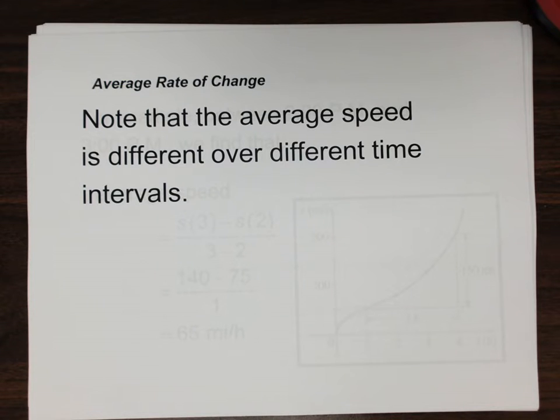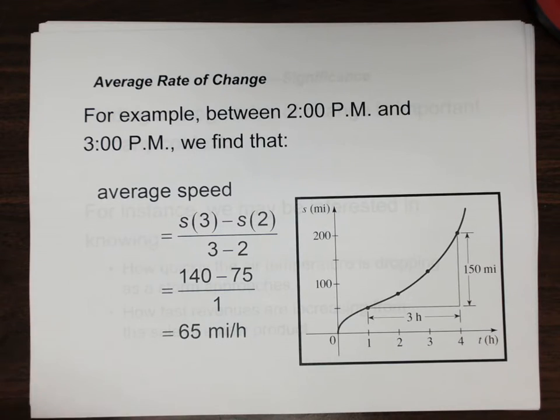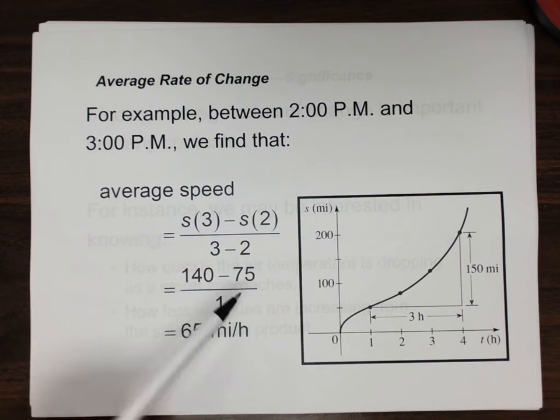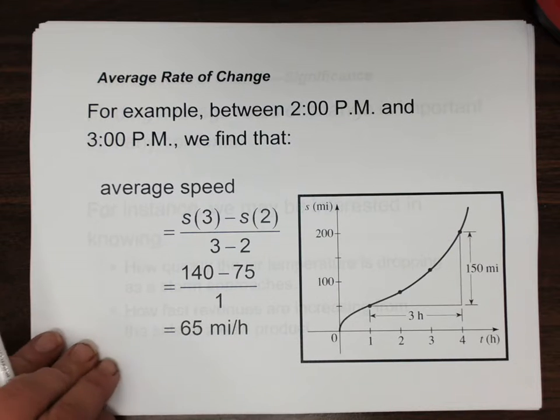Note that the average speed is different over different time intervals. We can compute a different average rate of change for a different interval, and we'll find it's a different answer. So now, if we look between 2 o'clock and 3 o'clock, to find the average rate of change, or the average speed, it's going to be the function value at 3 minus the function value at 2, over 3 minus 2, because those are our x values. And it turns out the average rate of change in this interval is 65 miles an hour when we compute this quotient.